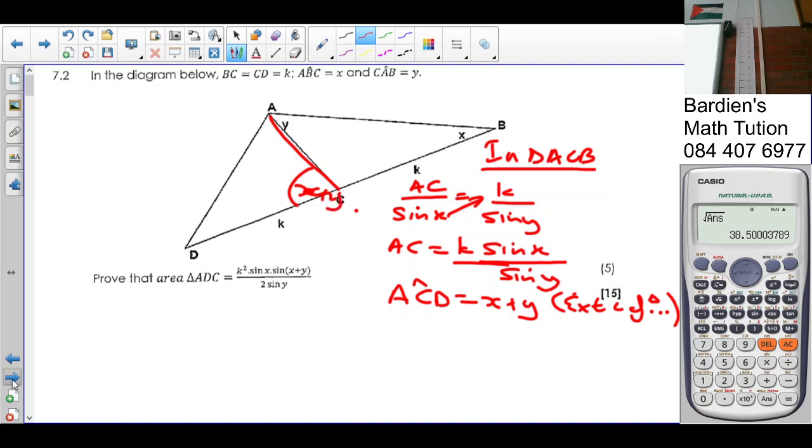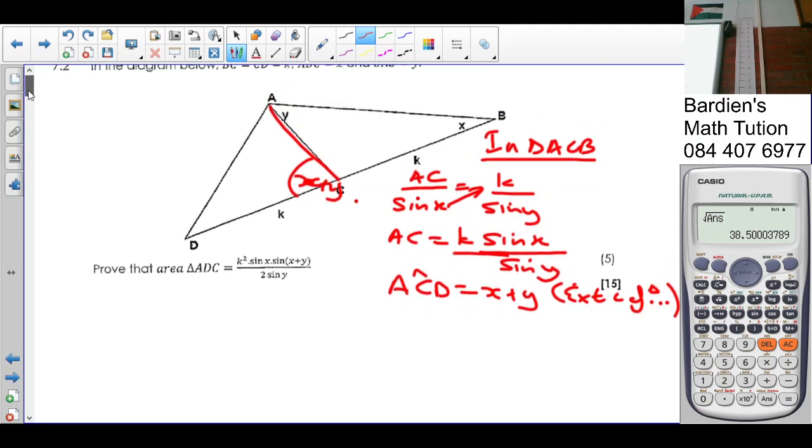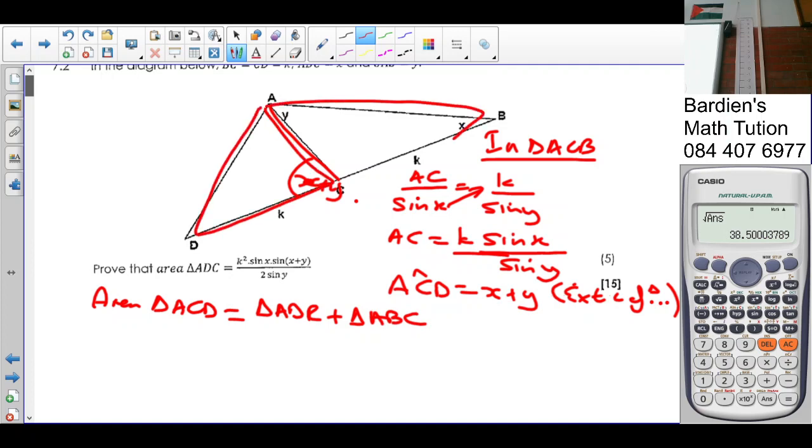Alright, let's see this in the work now. So the area of the triangle ACD is going to be the area of triangle ADC plus the area of triangle ABC. So the area of this triangle plus the area of that triangle will give me the area of the whole triangle.